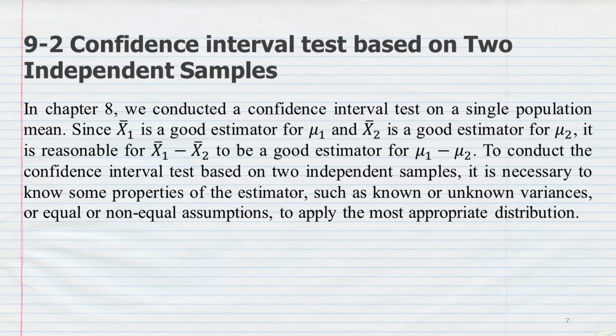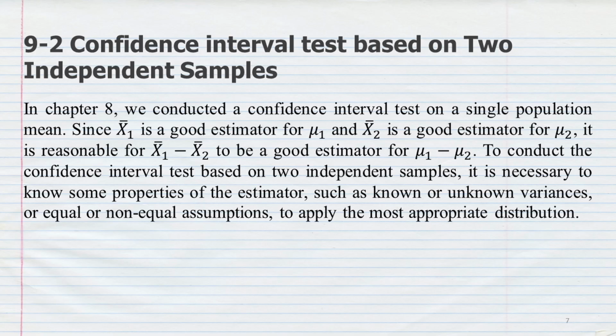Enough definition. Let's do some serious statistics. 9.2, confidence interval test based on 2 independent samples. In Chapter 8, we conducted a confidence interval test on a single population mean. Since x bar 1 is a good estimator for mu1 and x bar 2 is a good estimator for mu2, it is reasonable for x bar 1 minus x bar 2 to be a good estimator for mu1 minus mu2.